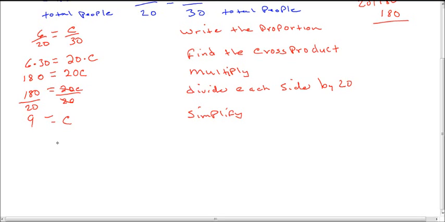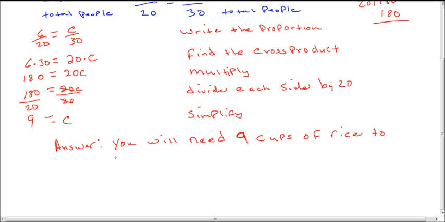So let's go ahead and write our answer here. Our answer said you will need 9 cups of rice to make the recipe for 30 people. Okay, real simple.